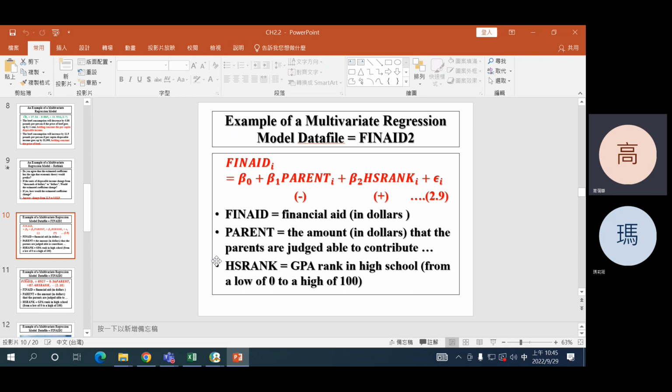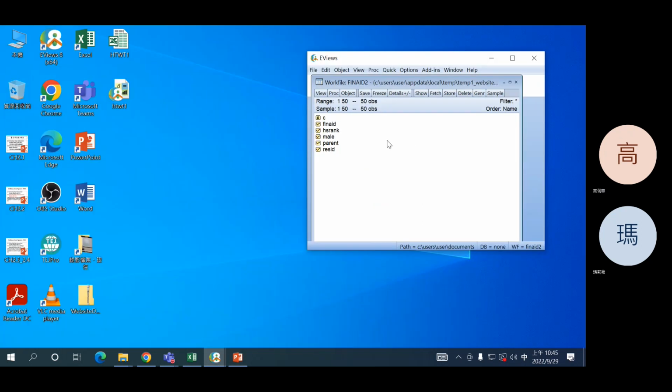All right. So you all download this data. Let's do the work. Let's see. I have the data here in EViews, and this is my financial aid Y variable and X variables. They do have another variable called male, but we don't use that so far.